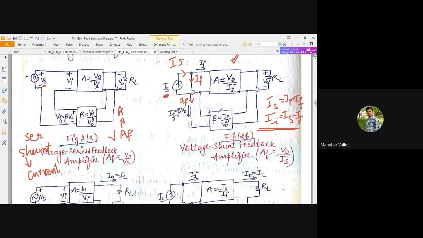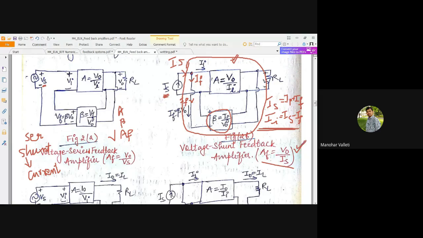The same way, beta equal to... the output of the beta network is IF, and the input of the beta network is V naught. So that's why beta equal to IF by V naught. Now for this entire feedback, what is AF? The output is V naught, input is IS. So AF equal to V naught by IS.